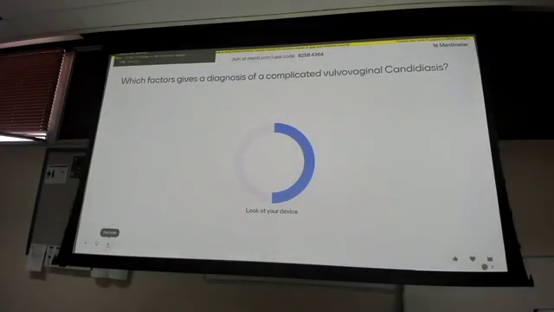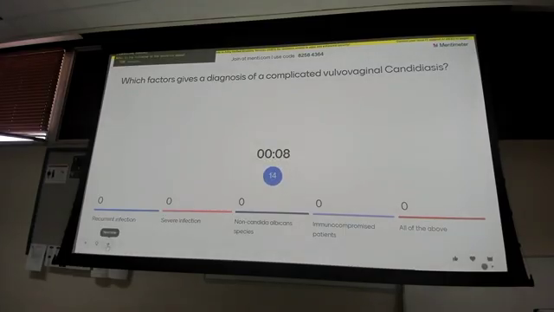Which factors give a diagnosis of complicated VVC? Recurrent infections, severe infections, non-Candida albicans.